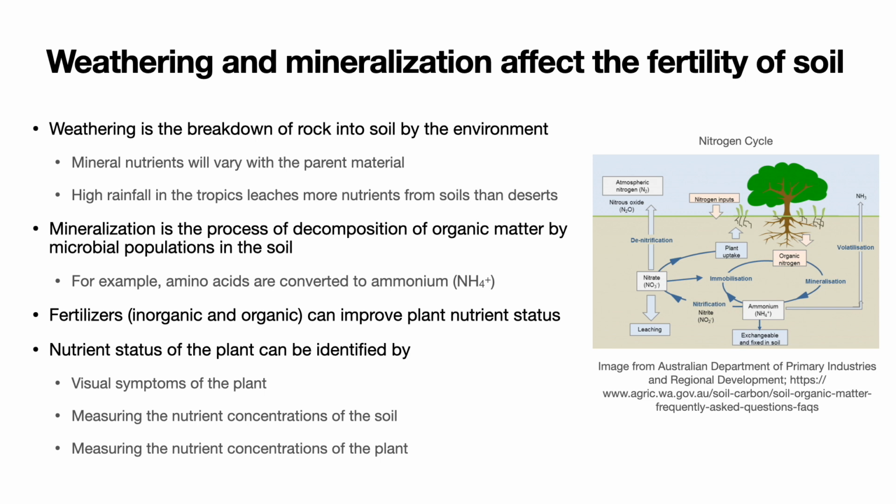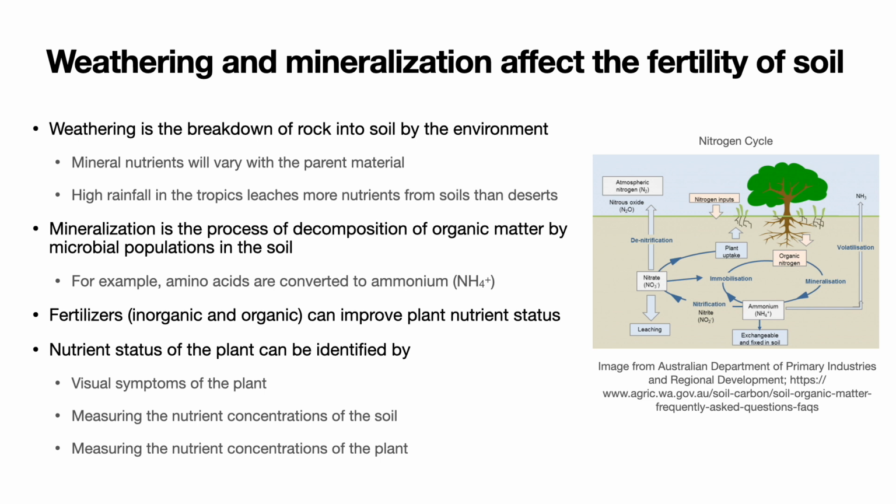Usually mineralization is referred to as for nitrogen, but it can apply to other nutrients as well. And there's a very specific microbial interaction in nitrogen mineralization. For example, amino acids are converted to ammonium, as you can see here in this diagram on the right of the nitrogen cycle. So we have organic nitrogen converted to ammonium, which is NH4+. It's a cation. So it has a positive charge and is attracted to the cation exchange complex in the soil.